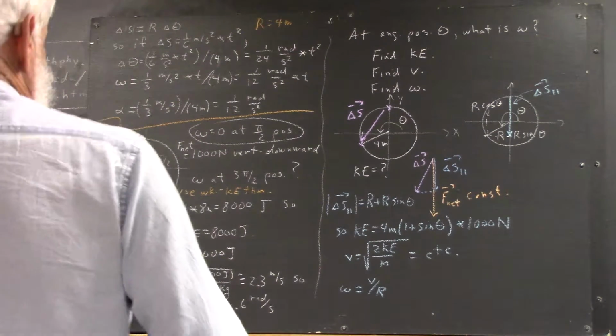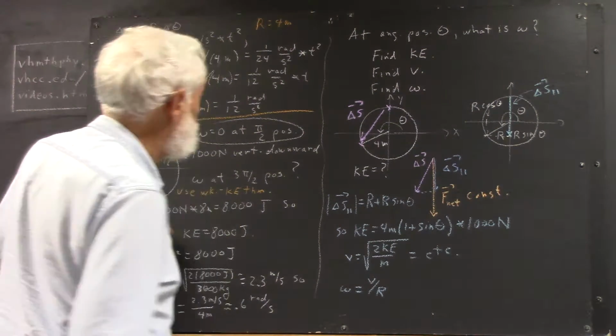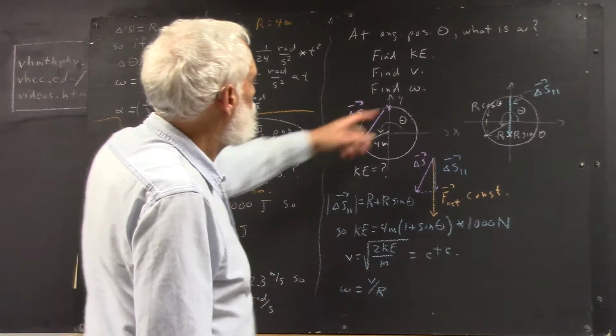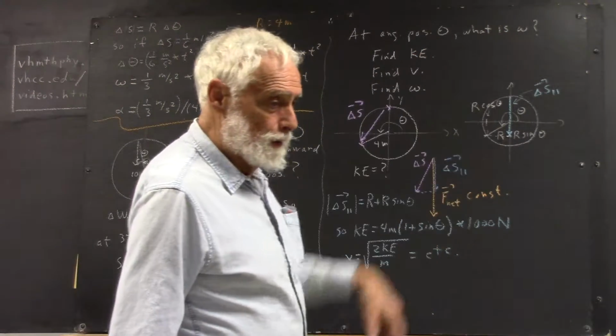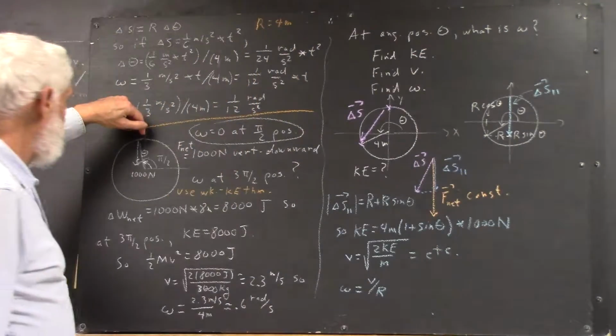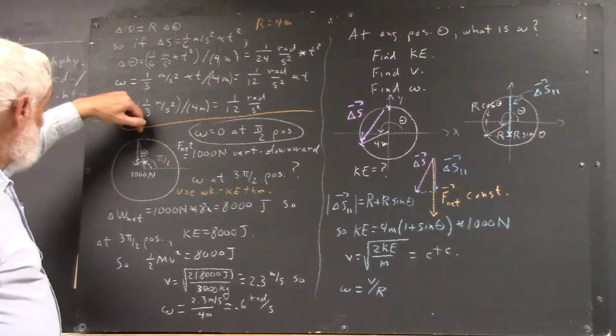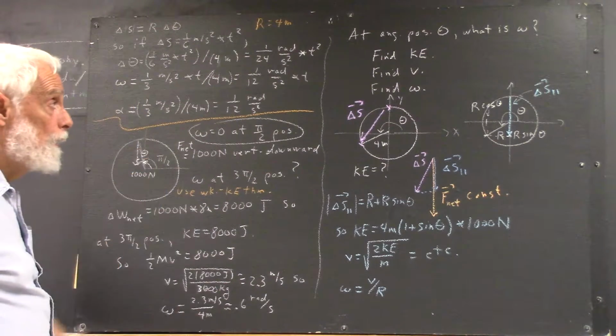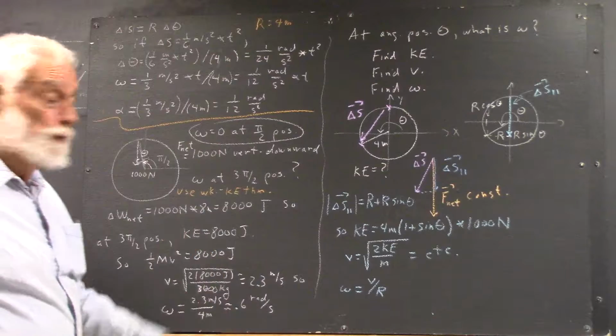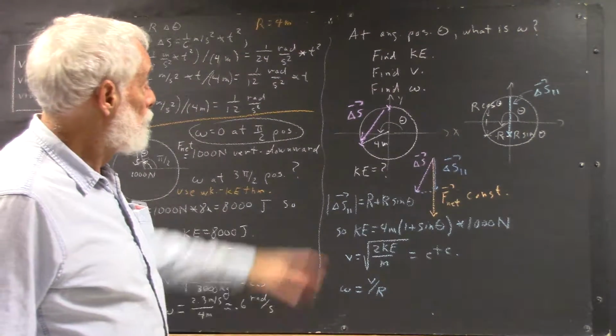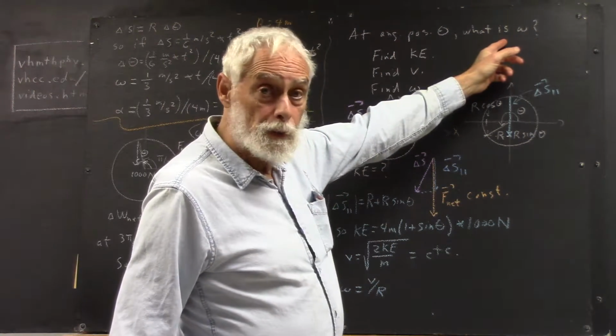Now we ask, okay, well, same situation. When we're at angular position theta, what's omega? Now let's assume that we still start up here, but when we get to angular position theta, what is our angular velocity? So what's our strategy for solving this question?